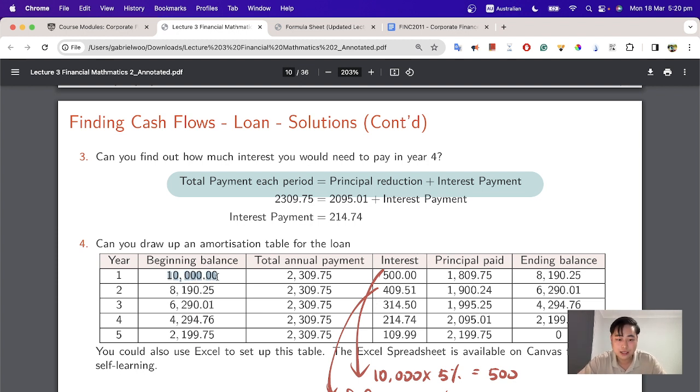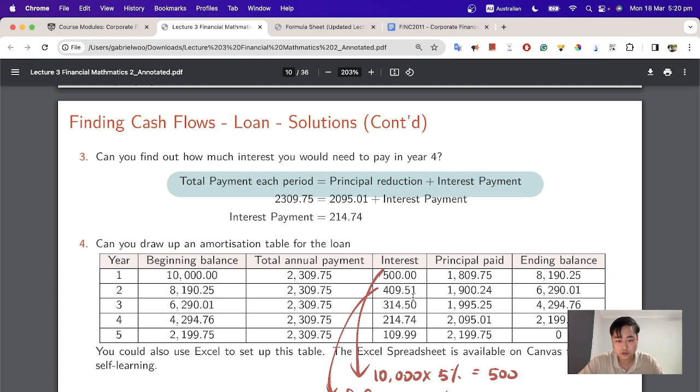So the beginning balance of 10,000 minus the principal paid gives the ending balance. The principal paid is the total annual payment minus interest. If we subtract the total principal paid from the beginning balance, then we get the ending balance. And the ending balance becomes the beginning balance of the next year.